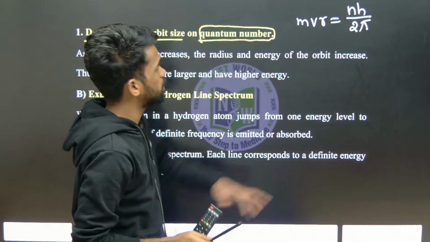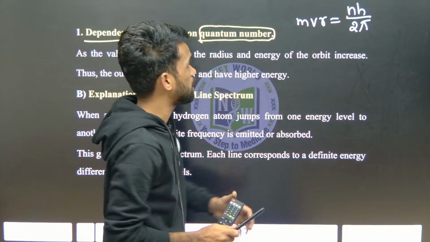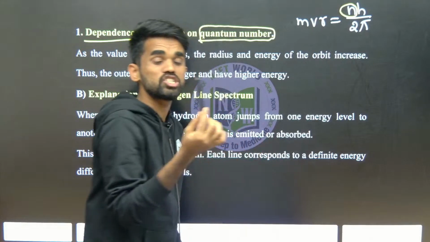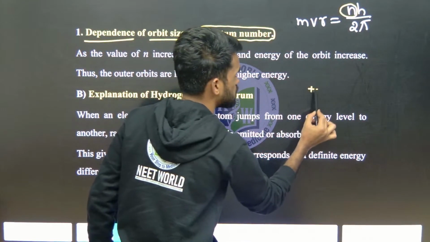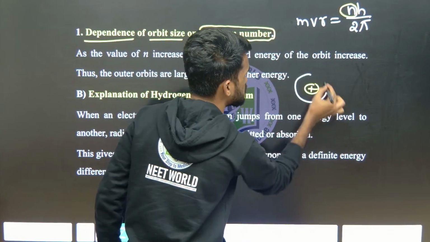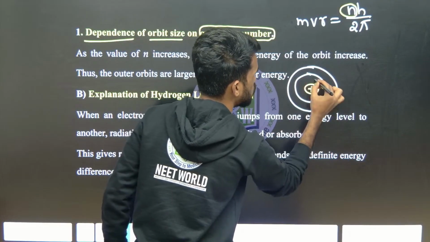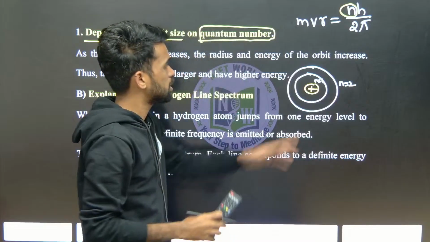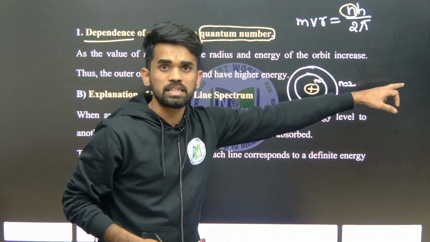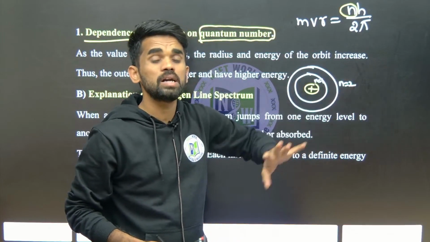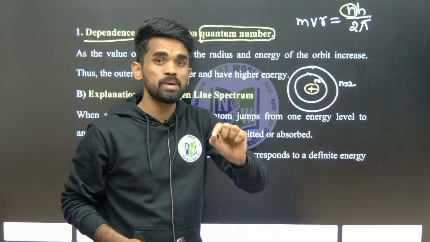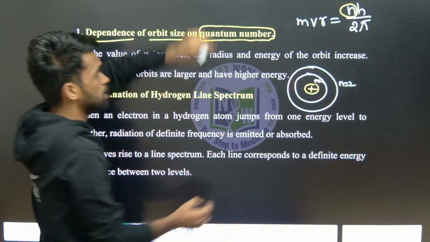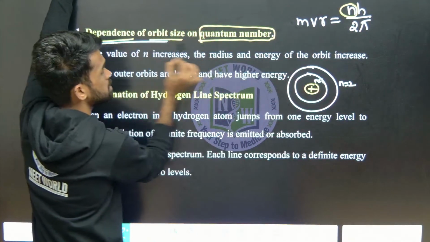I have introduced a number n here, and that n is nothing but the principal quantum number, that is, the shell number. If this is the nucleus, around it we write circular paths: n equals 1, n equals 2, like this. These n equal to 1, 2, 3, 4 are nothing but quantum numbers, the principal quantum number. Now we are going to get a relation between its size and quantum number.